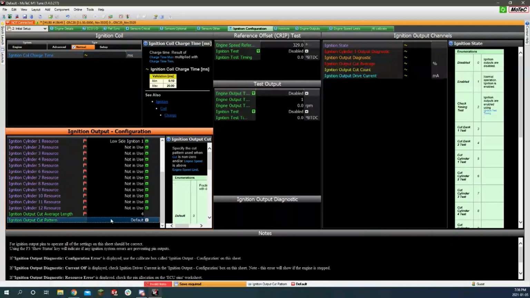This is ignition cut. Ignition cuts are a little more complicated with multi-cylinder engines. They are typically something you want to avoid. That's where it just doesn't spark and lets all the fuel go into the exhaust along with the air, which has the oxygen in it.